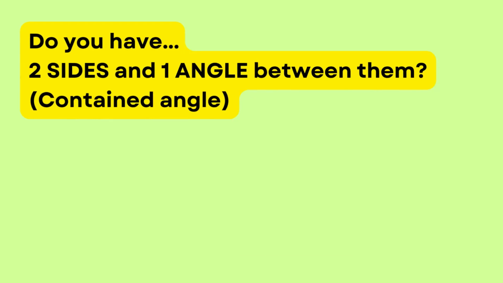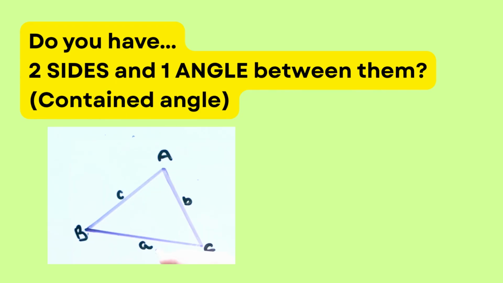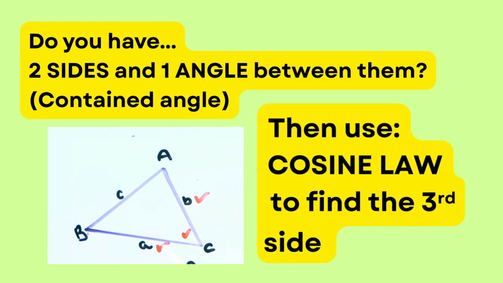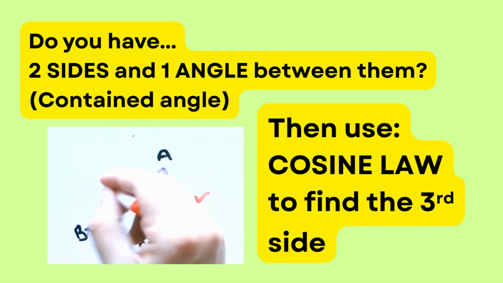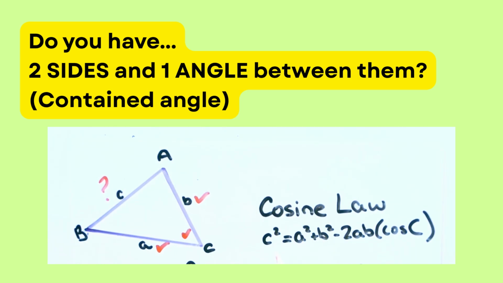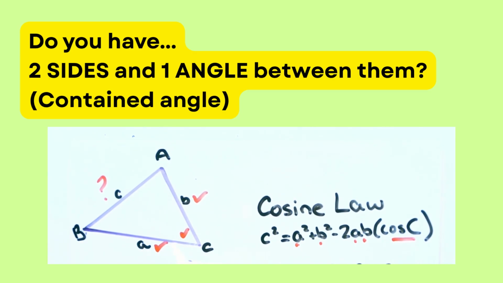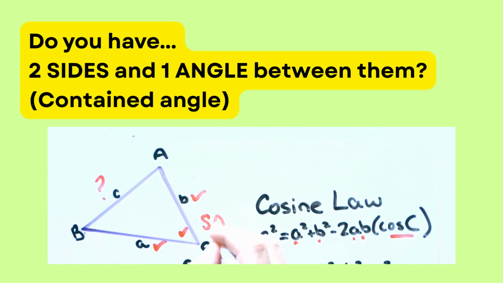Okay, moving on. What do we do when we have two known sides and one angle between them, which is known as the contained angle? And it looks like this. Well then, I would use the cosine law to find the third side. If you look at the cosine law formula, I have one side length completely isolated, and on the other side of the formula, I have the other two sides with the angle between them. And we know this as the side angle side, or an SAS triangle, which works with cosine law.